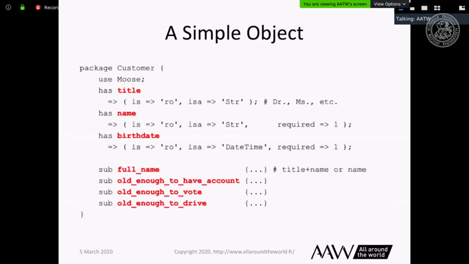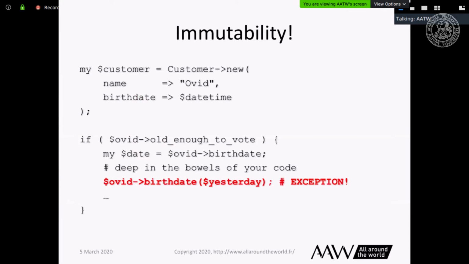So here's how it might look in Moose. You can see in the red, we have the title, name, and the birth date, some attributes we've declared. Then we have the various methods below, the full name, old enough to do stuff. And notice we have all these attributes declared as immutable, read-only, and that's great. Why is that great? Well, take a look at this. In this code, we've created our new customer, and if Ovid is old enough to vote, we do some stuff, and then someone tries to set the birth date to yesterday, and the code throws an exception because it's read-only.